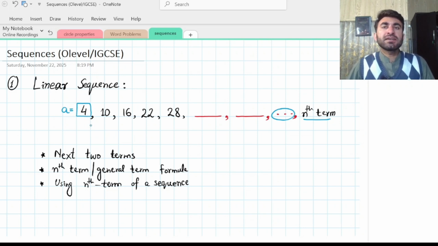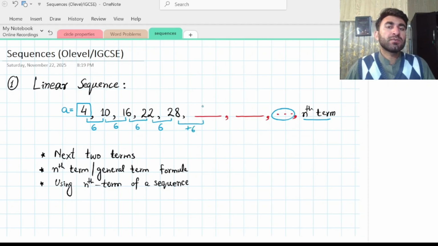Now, in order to categorize this sequence, first we will find the difference sequence. So 10 minus 4 is 6. Then the difference between the next two terms is again 6. 22 minus 16 is 6, and the same goes for the next pair of terms. So in order to generate the next term, we will add 6 to 28 and that becomes 34, and the very next term after 34 will be 34 plus 6, which becomes 40. So these were the next two terms after the given five terms.